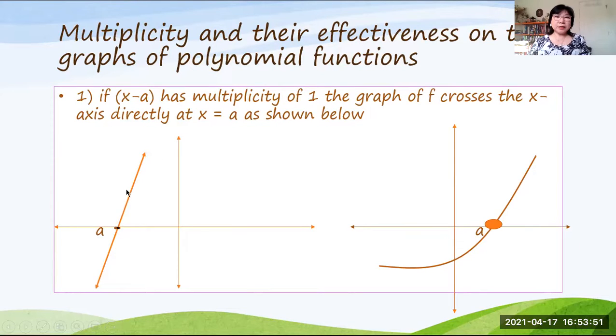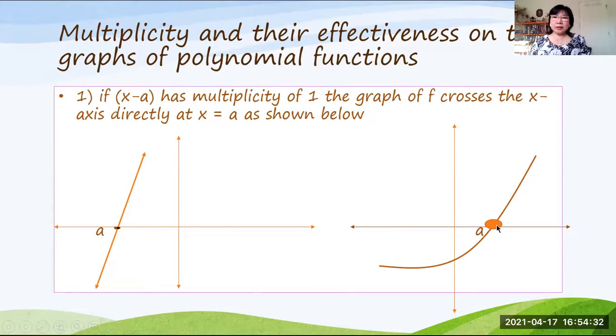You can see that this is a linear graph, but a linear graph also belongs to the polynomial functions. It just happens that x has a power of 1 degree, so we call it linear. If x has a power of 2, we call it quadratic. So this is the linear function. It cuts the x-axis at 1 point, and therefore x minus a is a factor of it, and at x equals a, this point here, is where the function crosses directly.